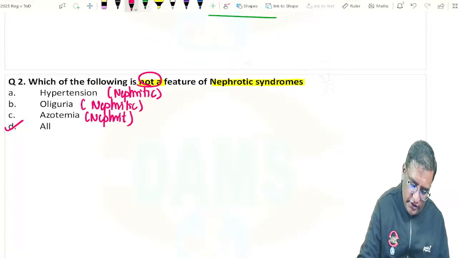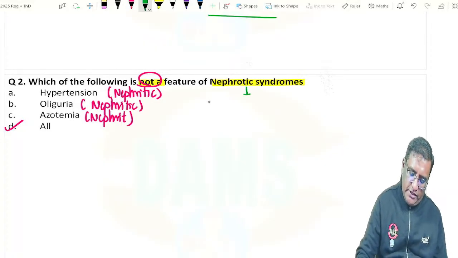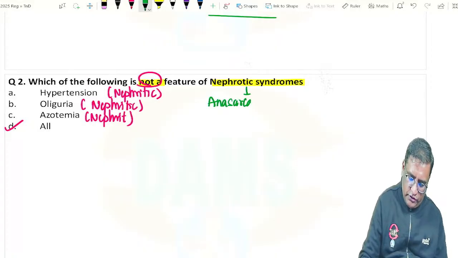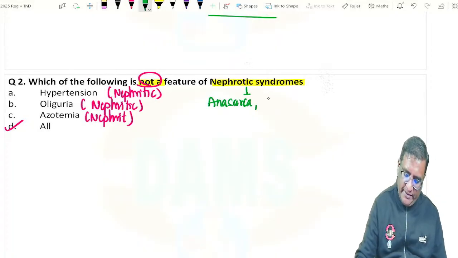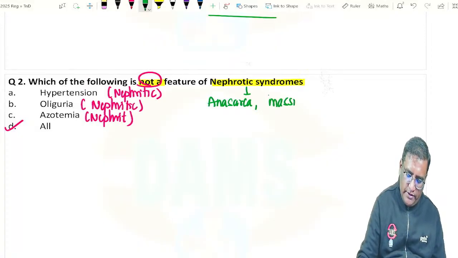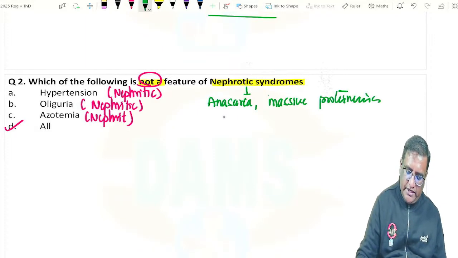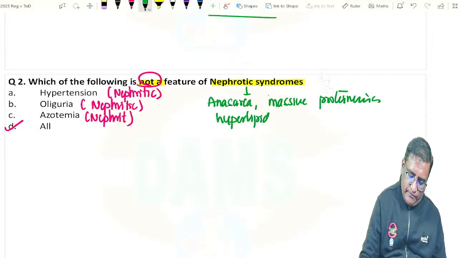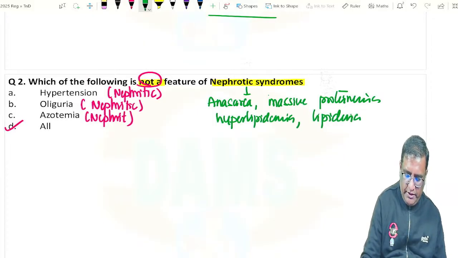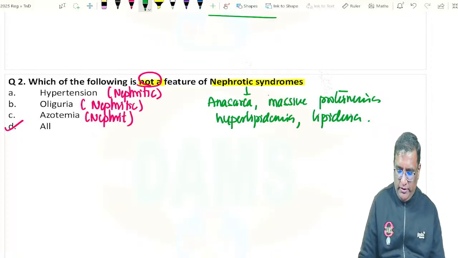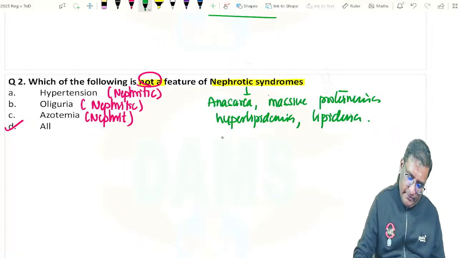What are the features of nephrotic syndrome? Let us understand nephrotic syndrome features. Patients will be having generalized edema. We understood the mechanisms also in the class. There will be massive proteinuria or albuminuria. Massive proteinuria. Then there will be hyperlipidemia. Lipiduria will also be there. And there can be thrombotic events.